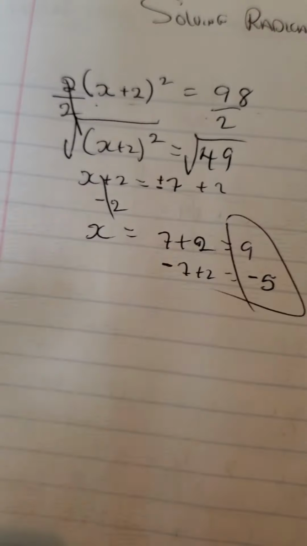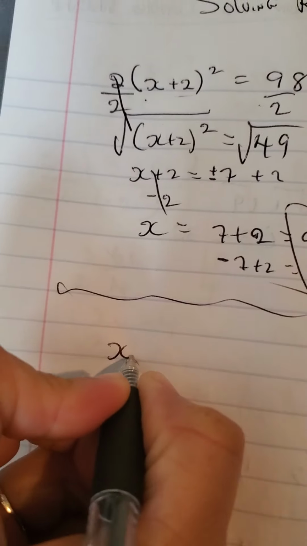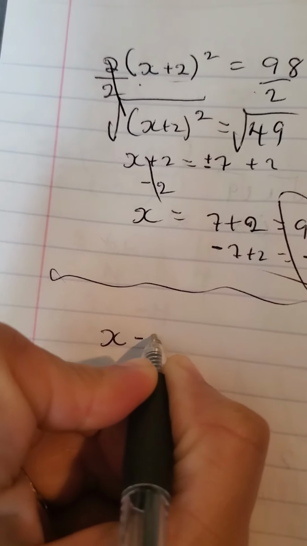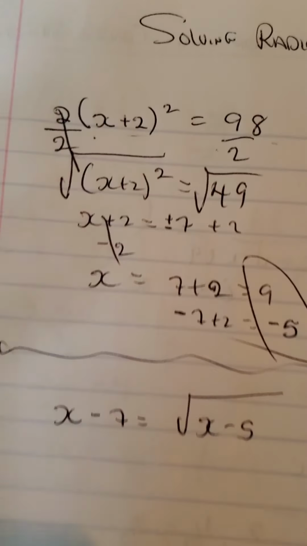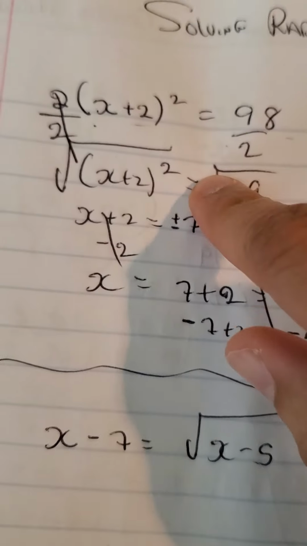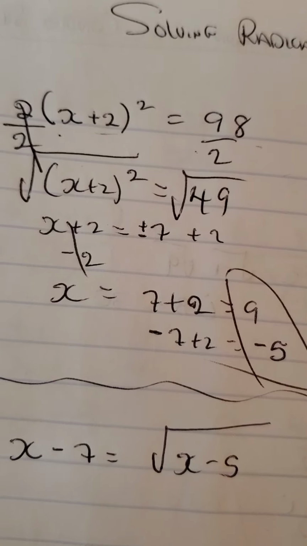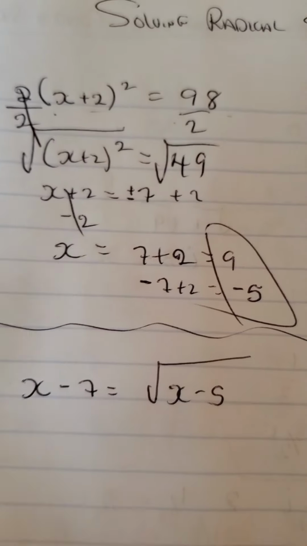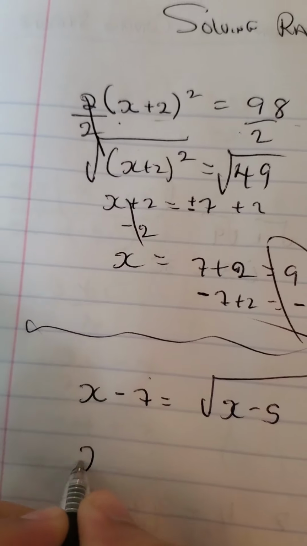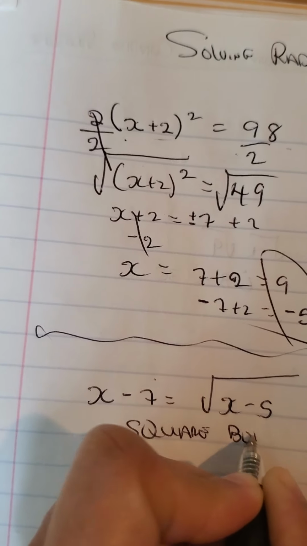For example, you're going to have equations with a square root in it. So we're going to have the example x minus 7 equals the square root of x minus 5. Here it was squared and we had to take the square root, which is like saying the opposite operation to find our x. Here we have the square root, so guess what we have to do? We have to square both sides.